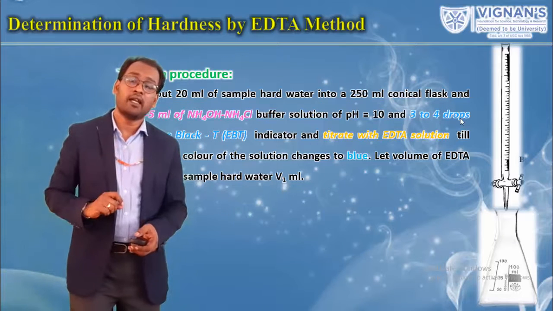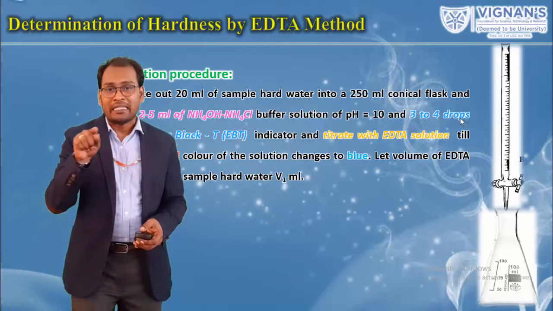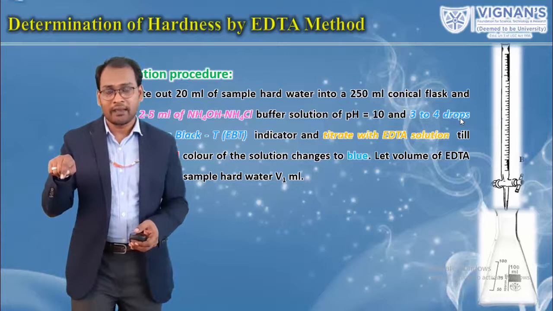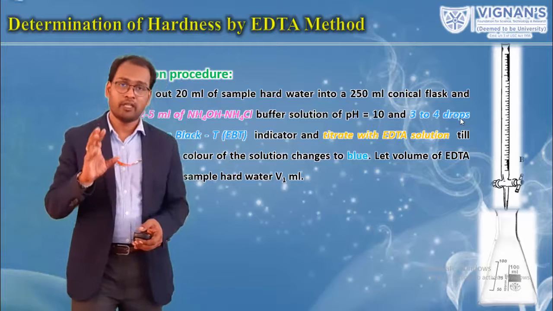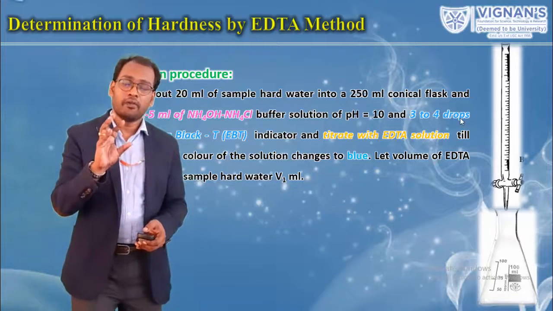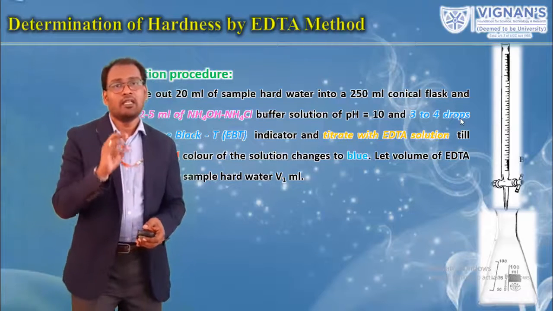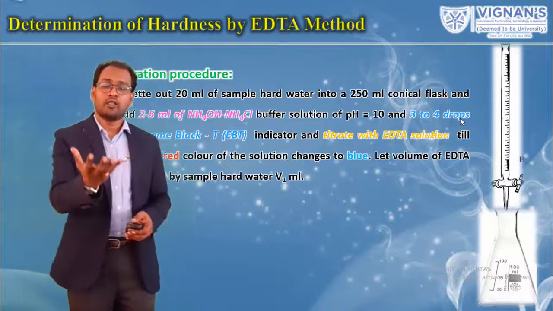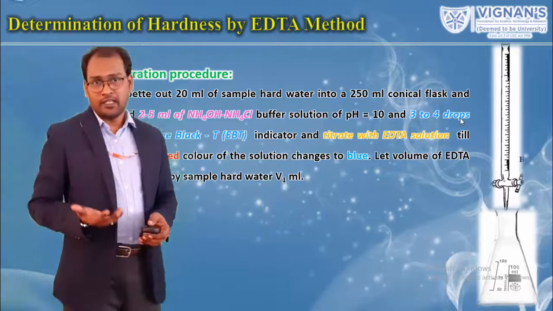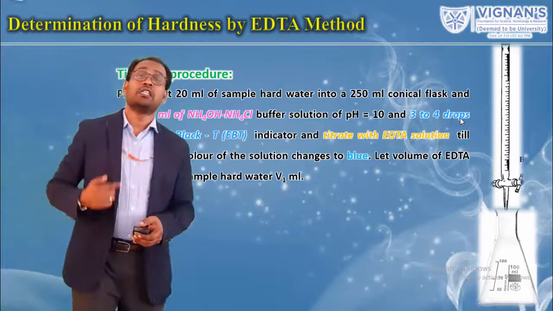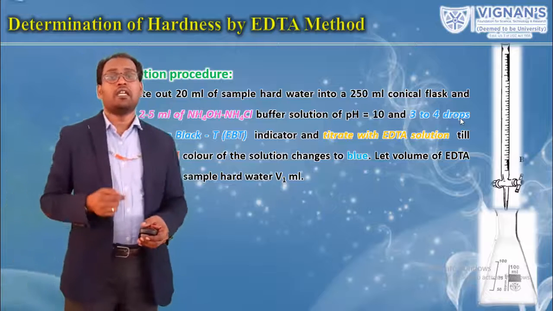And what is this wine red color? This wine red color is due to the complex formed between the metal ions present in the water sample and the EBT added. So now you have this wine red color. Now you have to titrate this with the EDTA solution, which is filled in our burette.